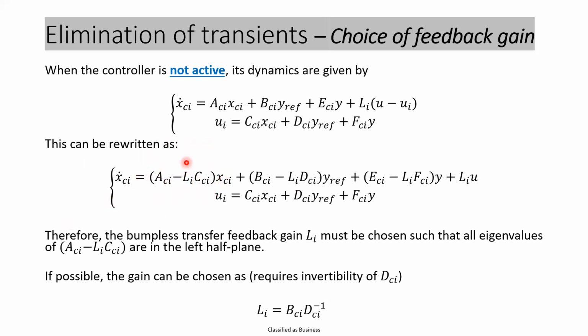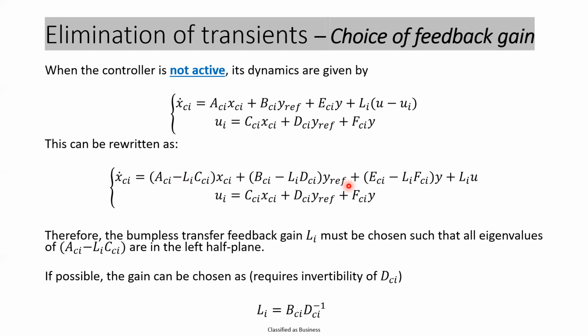But if you can select Li like that, and it also fulfills that condition for the eigenvalues, then it also helps, because selecting Li from this equation will make the coefficient of yref 0. It means that the output of the non-active controller will remain closer to the output selected.